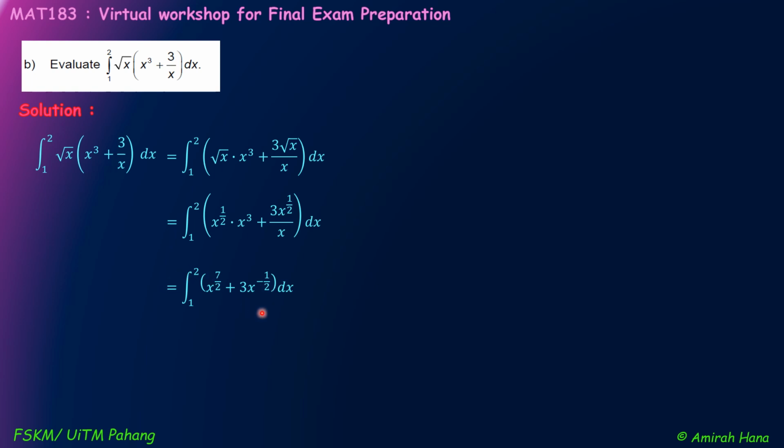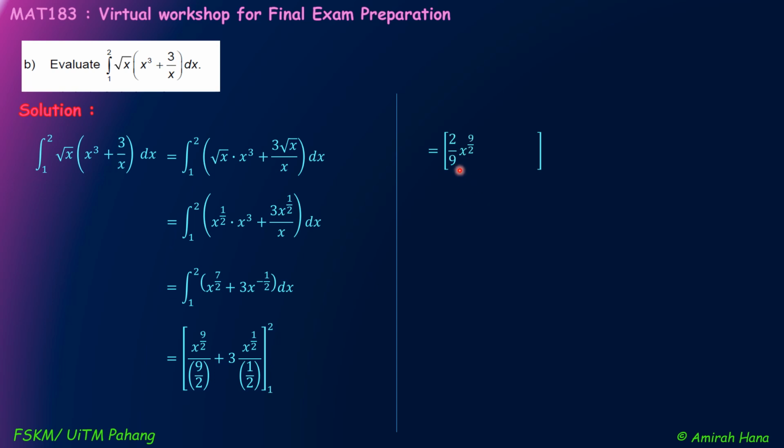And from here, we can integrate using the power rule. So we get this. We add 1 to the original power and then divide by n plus 1. So we have x to the power of 9 over 2 over 9 over 2, plus 3 times x to the power of half over half, and then from 1 to 2.